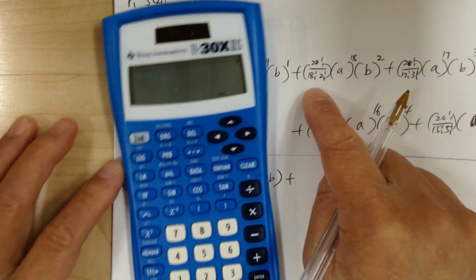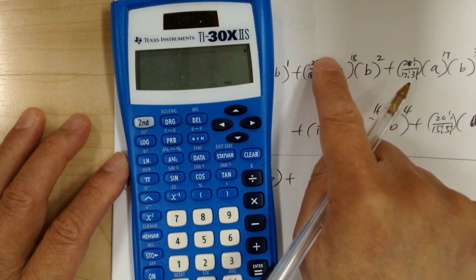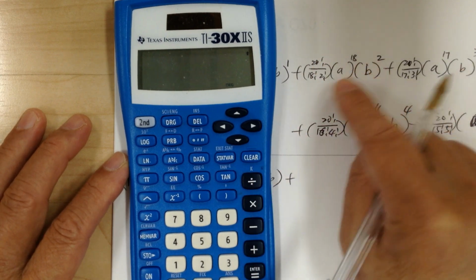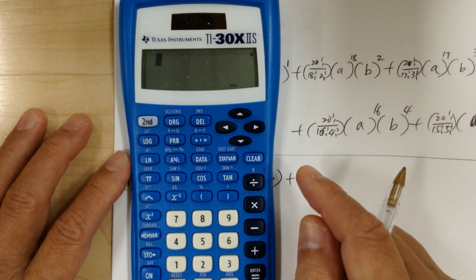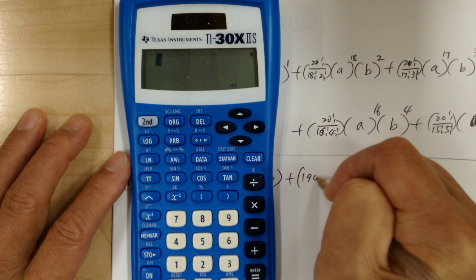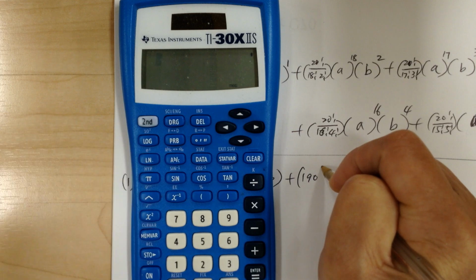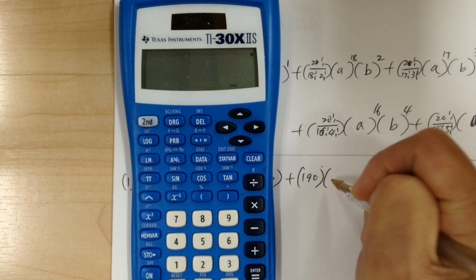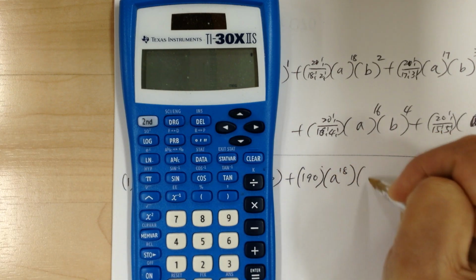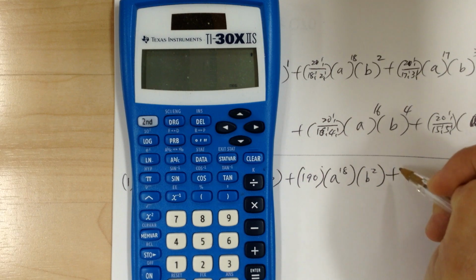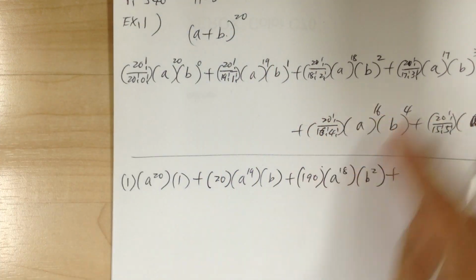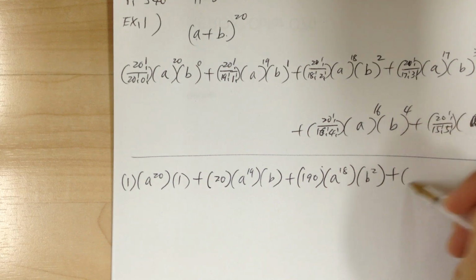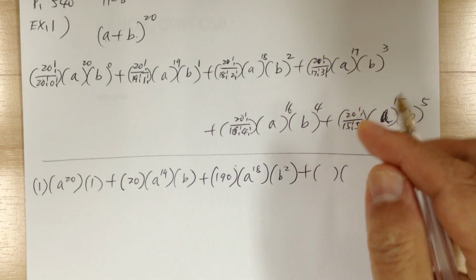So you can use 20C2, okay? This is the same thing, 20C2. But anyway, so 20, 19, 10. So it'd be 190 times a to the 18, b squared, and plus, okay. So anyway, you get the idea, right? And so that's how you do each part. And so this one you simplify.